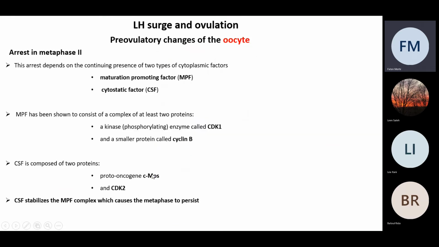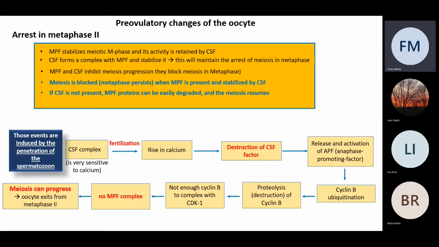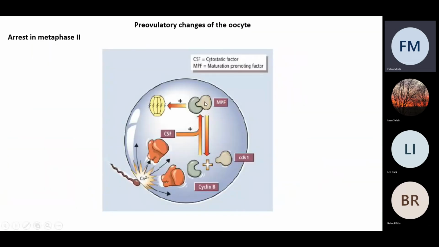In meiosis 2, the cells are blocked. Whenever this MPF is present and active, the cells remain blocked in metaphase 2. We need to disrupt this MPF complex in order to proceed in meiosis 2. Okay.